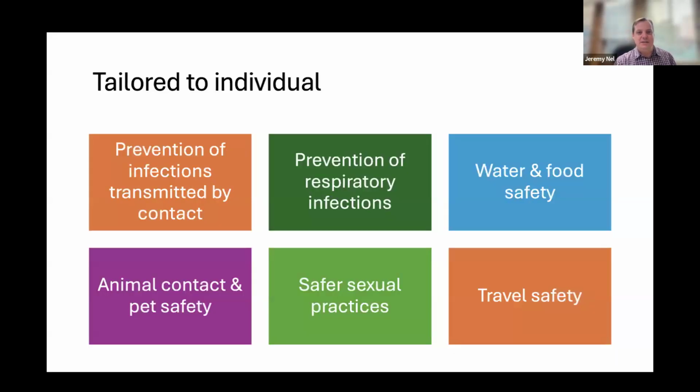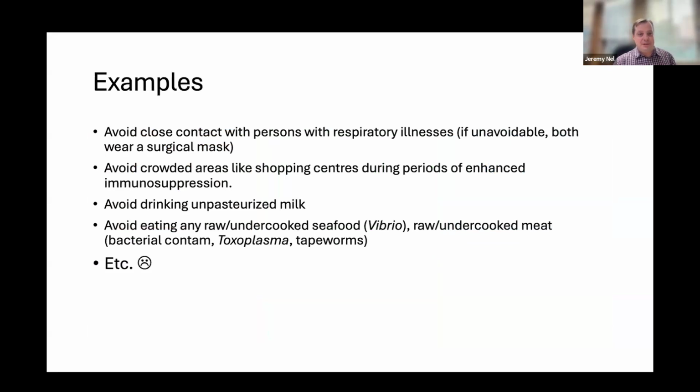And then what you need to be doing is tailoring an individual guide to how to prevent infections around them. So you should try and prevent infections transmitted by contact, prevent infections of respiratory nature, provide them advice about food and water safety, animal contact and pet safety, safer sex practices, and travel safety. And obviously, this is an enormous guide. I'm going to show you just a few examples. For example, you would say to the patient, please, post-transplant, avoid close contact with people with respiratory illness.